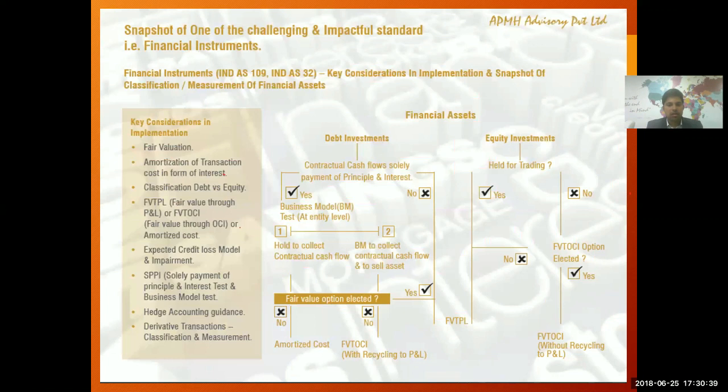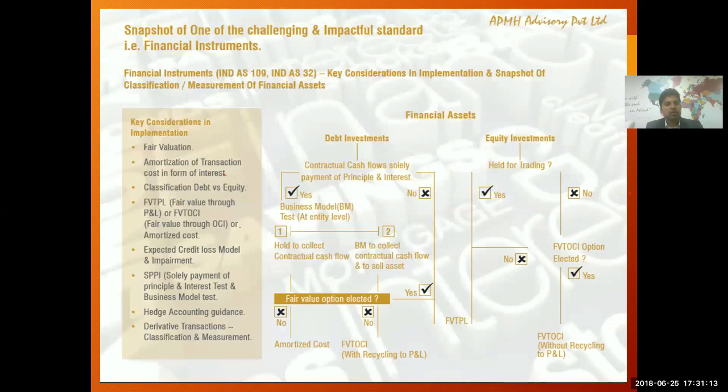So, our checkpoint goes like this. We will first check whether contractual cash flows are solely payment of principal and interest. If yes, then we will further do the business model test. In a debt investment, generally your contractual cash flows are solely payment of principal and interest, so your first test gets satisfied. And then the second test is what is your business model after holding this investment. For example, you have an investment in a debt. Then at an entity level, what is your business model?